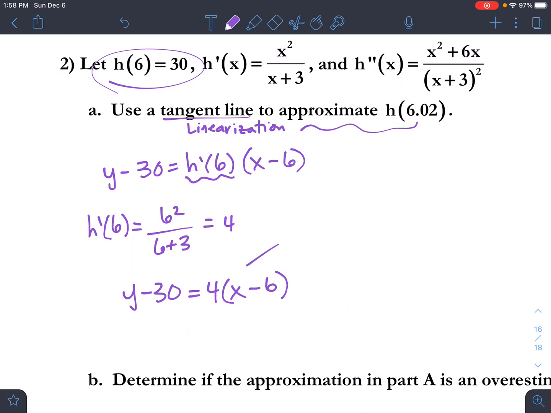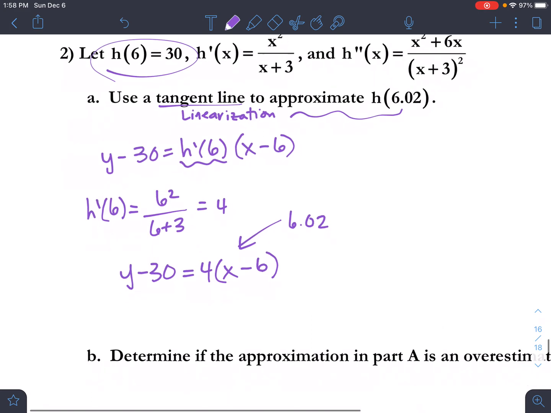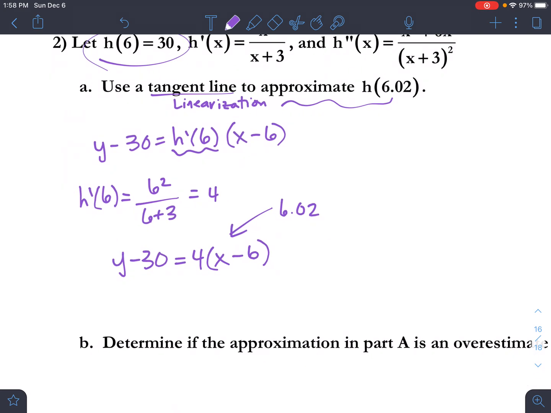Okay, and right here, you could plug in 6.02 and solve for y. That would be the exact same answer. I'll write the linearization just because we're practicing that. So remember, you solve for y, aka add the 30 to the other side, and you replace y with L of x.